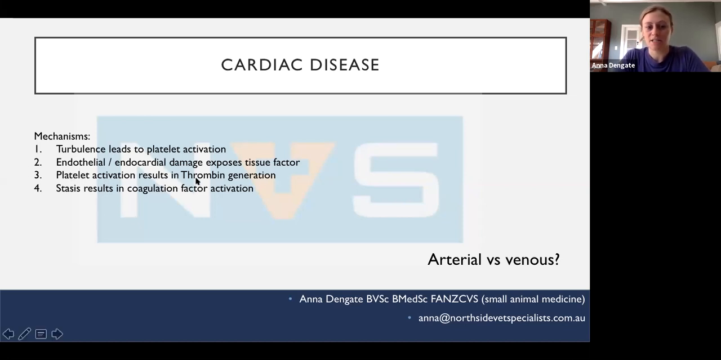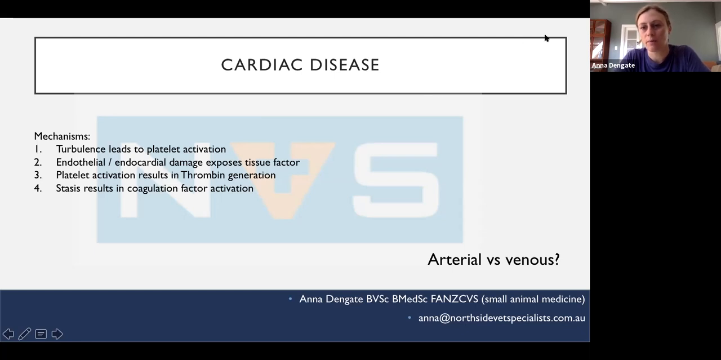So the platelet activation results in thrombin generation, which is going to perpetuate coagulation and activate the other factors. And then we get some stasis as well, particularly in the auricles, so right and left auricles. If we've got left atrial or atrial enlargement, we get some stasis occurring as well, which is going to provide more opportunities for all of those activated clotting factors and platelets to form a clot in the atria.